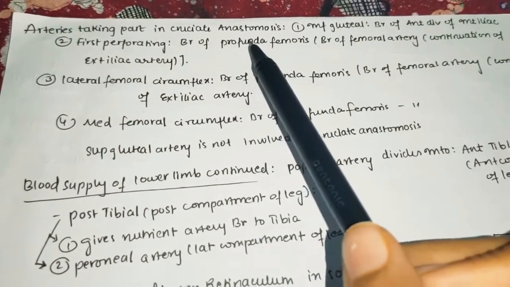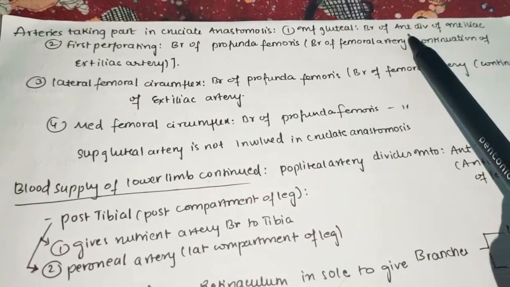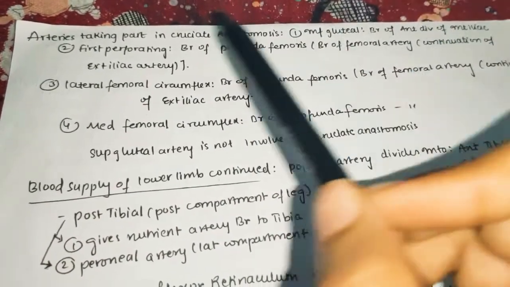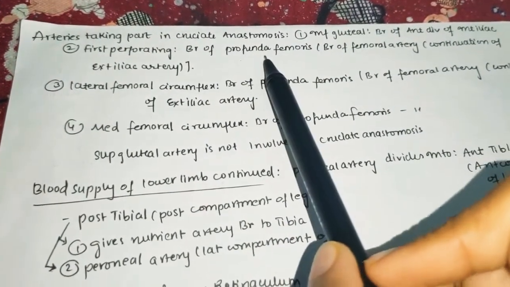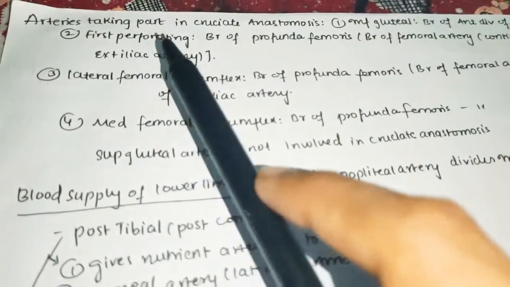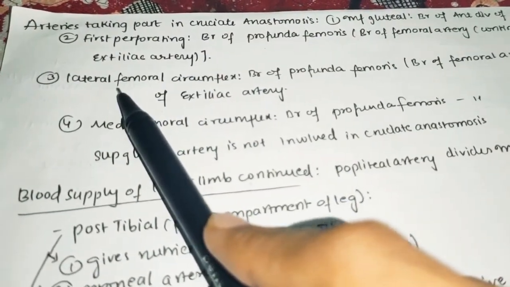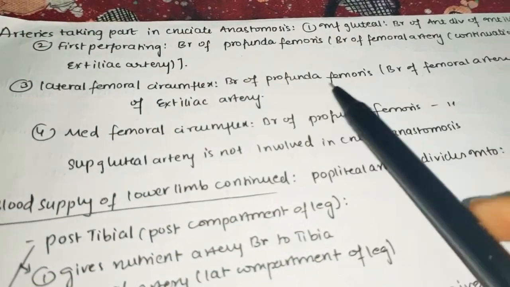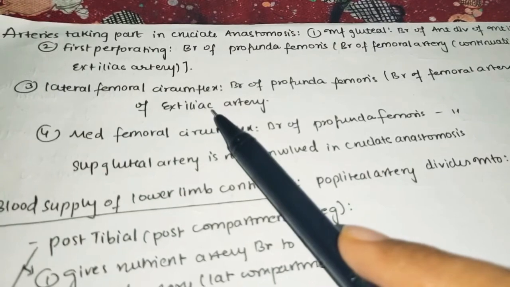So in the cruciate anastomosis, you have inferior gluteal artery, which is of course a branch of anterior division of internal iliac. And you have a first perforating artery, which is a branch of profunda femoris artery, which is in turn a branch of femoral artery and a continuation of external iliac artery. So next we have lateral femoral circumflex, which is a branch of profunda femoris, and it's a branch of femoral artery and it's a continuation of external iliac artery.